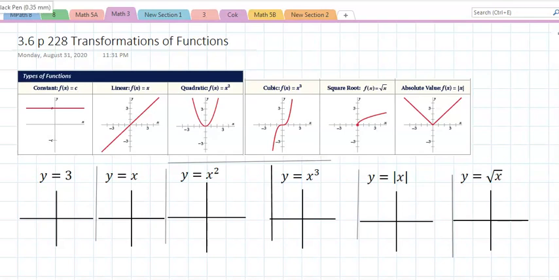Section 3.6 is on page 228, talks about transformations of functions. Graphing is crucial in our class. There are 6 main graphs you want to familiarize yourself with and make sure you know how to graph: y equals a number, y equals x, y equals x squared, y equals x cubed, y equals radical x, and y equals absolute value of x.